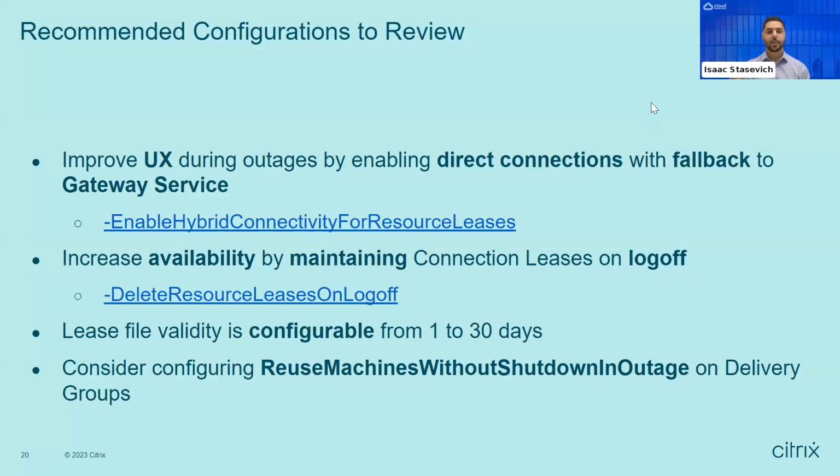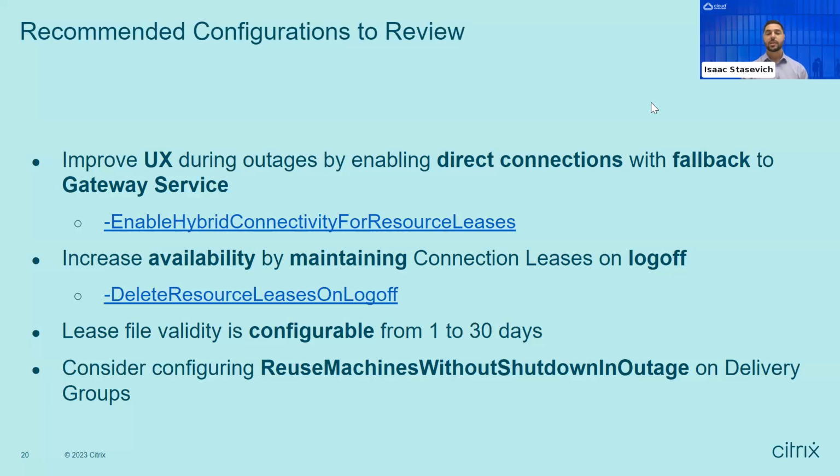All right, so there are a couple of lesser known configurations within service continuity that I would definitely recommend taking a look into. One of those is that we can improve our user experience during outages by enabling direct connections. If you actually have access to that VDA, you can connect directly, like a direct ICA connection. But if you're coming from the external network, fall back to the gateway service. So enabling that hybrid connectivity for resource leases is something I'd recommend. All these links are here in the deck. The deck will be shared at the end of this session if you'd like to take a look further.